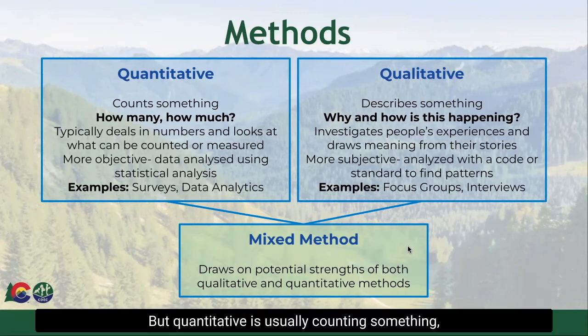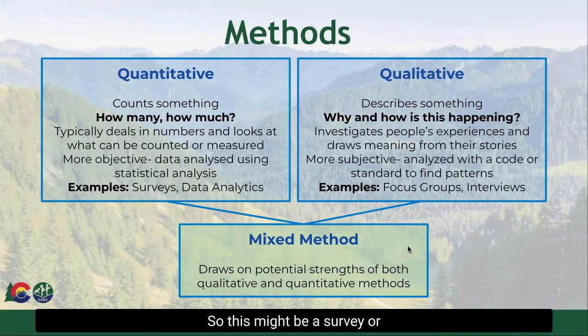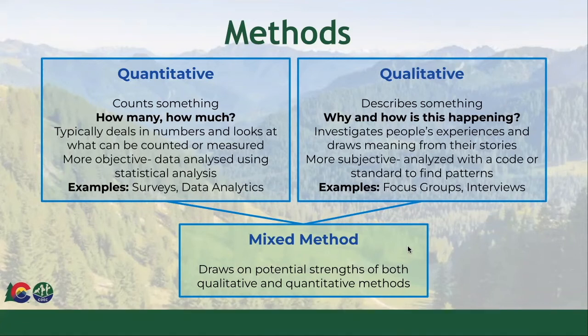But quantitative is usually counting something, how much or how many. It typically deals in numbers and looks at what can be counted or measured specifically. Oftentimes this could be looked at as a little bit more objective because you're counting something and kind of utilizing that statistical analysis piece. So this might be a survey or other type of data analytics that count how many people have done something, how much has something changed.